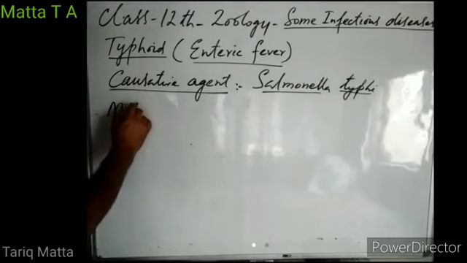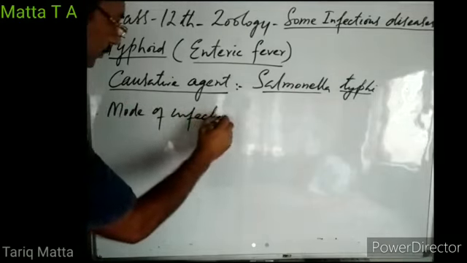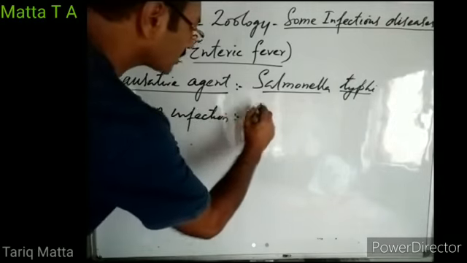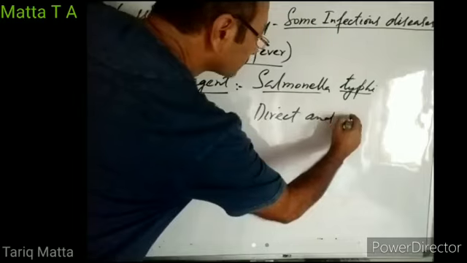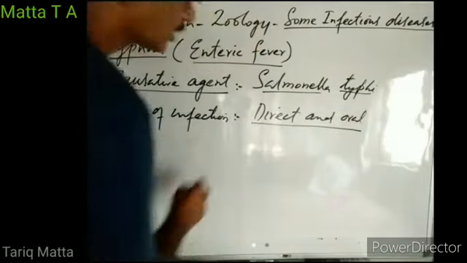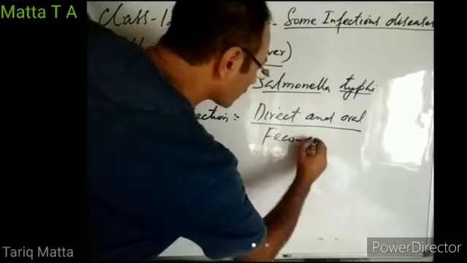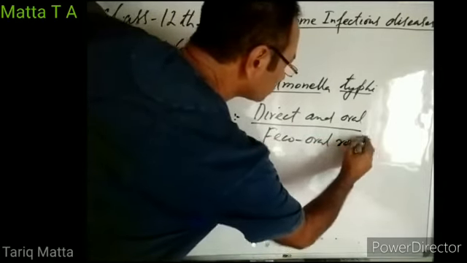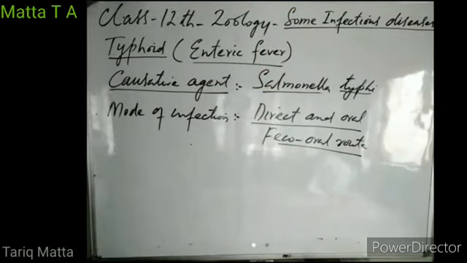Mode of infection. Its mode of infection is direct and oral. Or we say it has a fecal-oral route. That means this bacterium enters into our body through contaminated food and water.